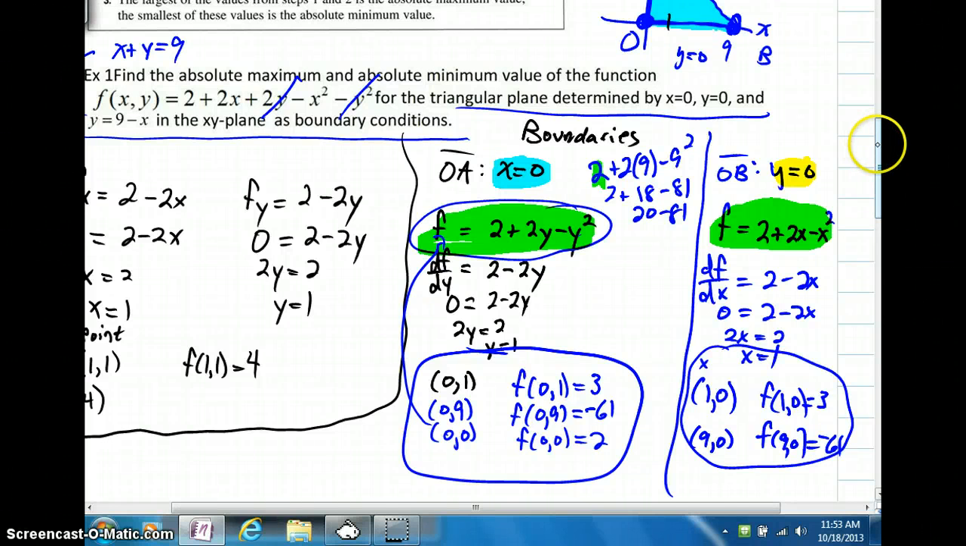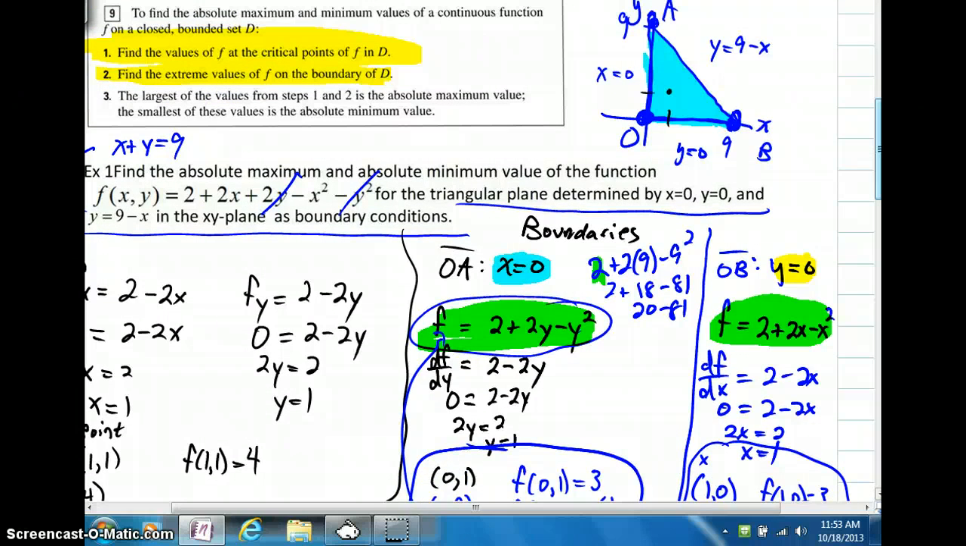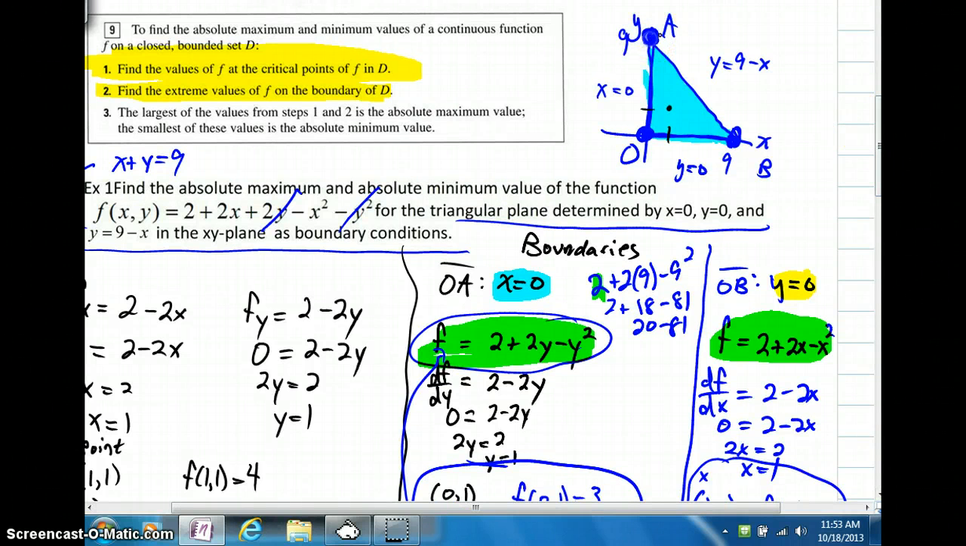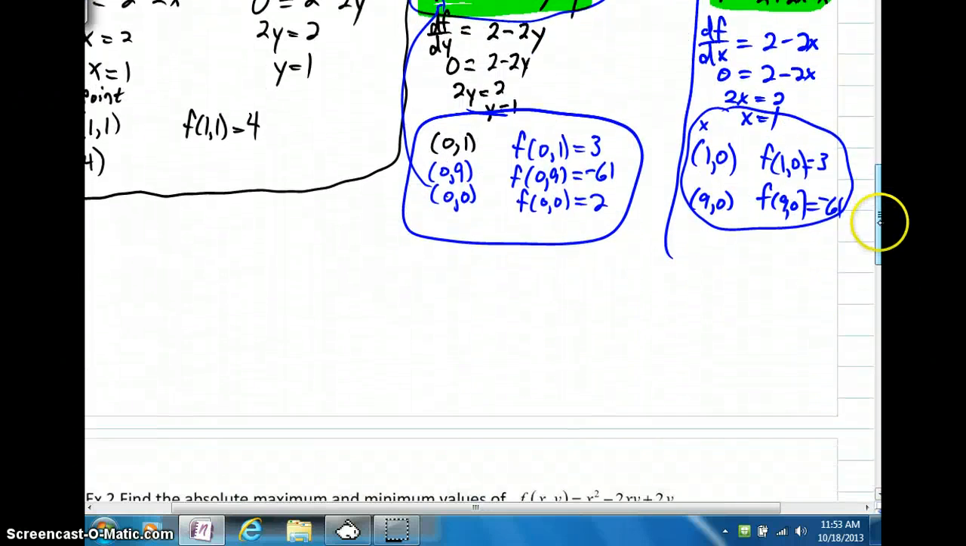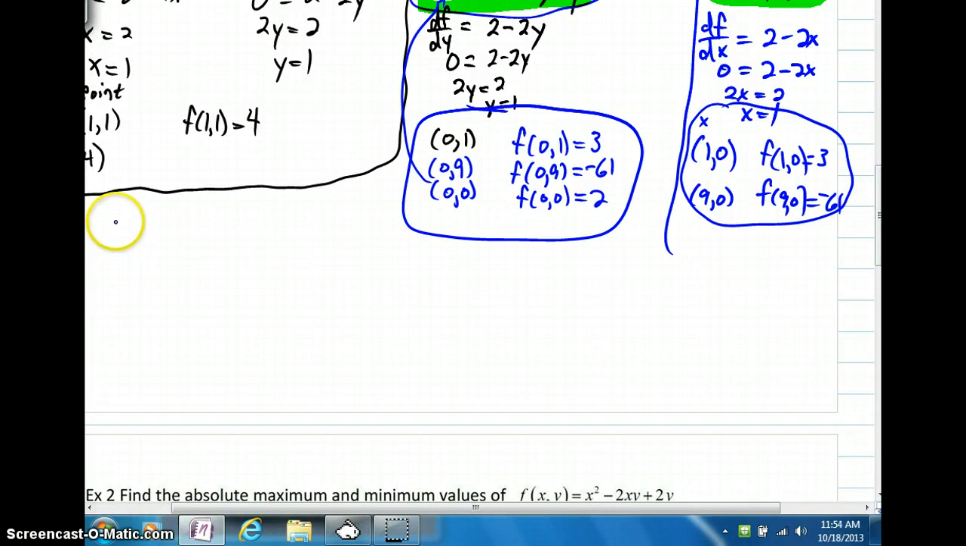Well, there's more to the story. You might guess there's still segment AB. Now, the wonderful thing is with segment AB, you already have the endpoints from the previous cases. You have 9, 0 and 0, 9, but we do have to investigate what's happening when y equals 9 minus x. Well, my goodness, we could do that real quickly. Let's consider then, here's segment AB, and we're going to have y equals 9 minus x.